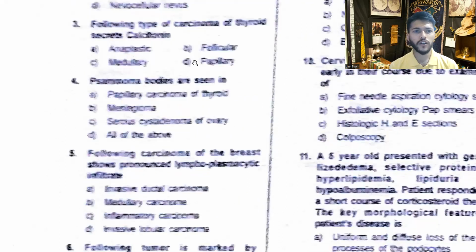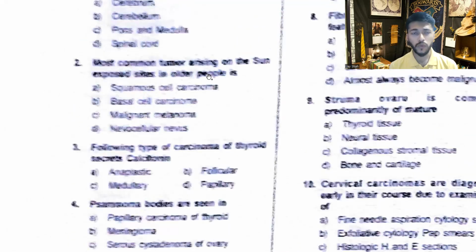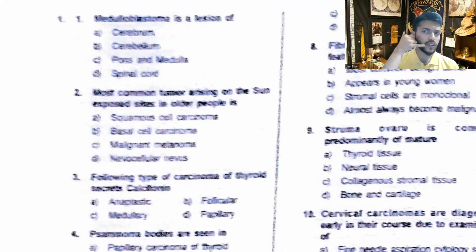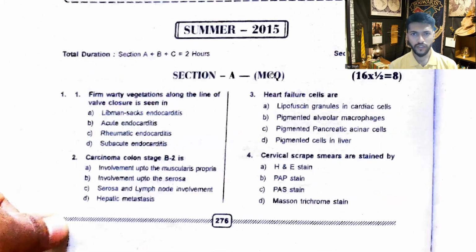Following type of carcinoma thyroid secretes calcitonin. Answer is medullary. Most common tumor arising on sun-exposed site has to be squamous cell carcinoma. It's not basal, it's squamous cell. And there's this line joining your angle of mouth to your tragus of the ear, and above that, generally you will have basal cell carcinoma. Medulloblastoma is a lesion of cerebellum. Answer is cerebellum. Right, so winter is also done.